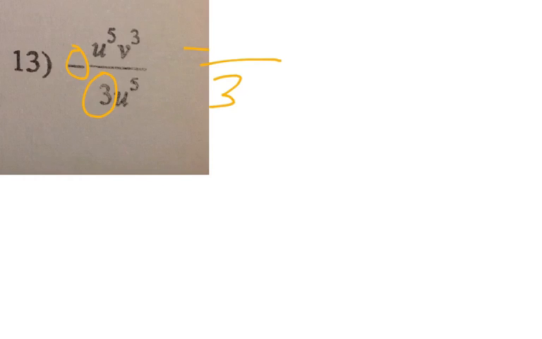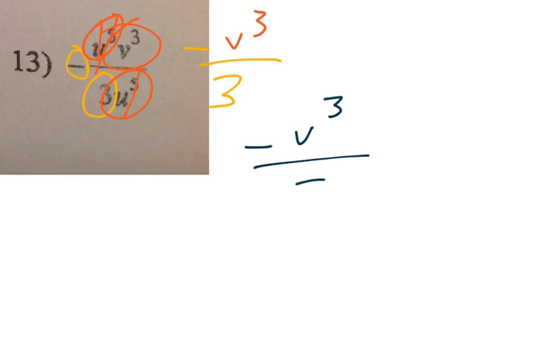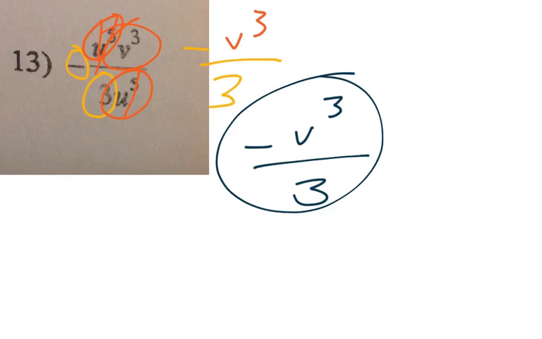Let's now look at the u's. Notice I have u5 over u5. And guys, you should notice that whenever I have anything divided by itself, it's 1. So u5 cancels out u5. And I have no more u's. The only thing left is a v3. So here's my answer. Negative v to the 3 over 3. Pause the video if you need to.